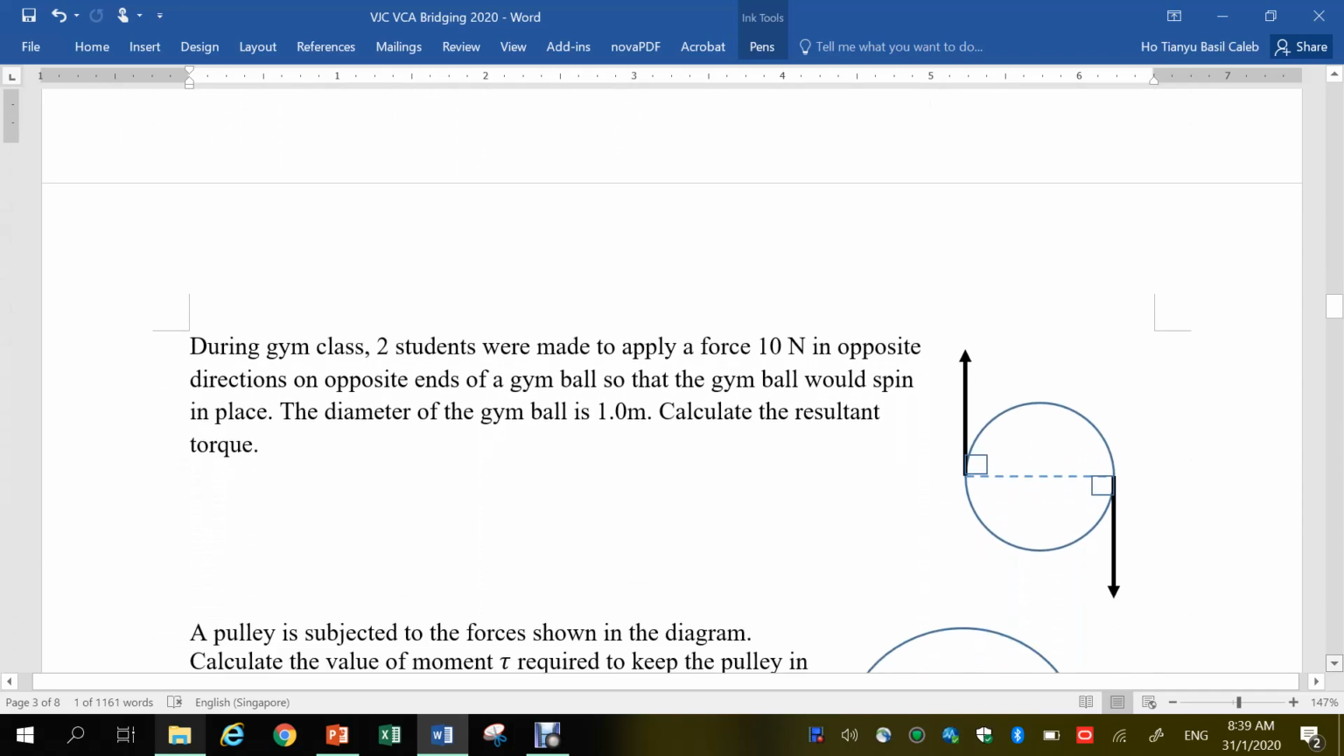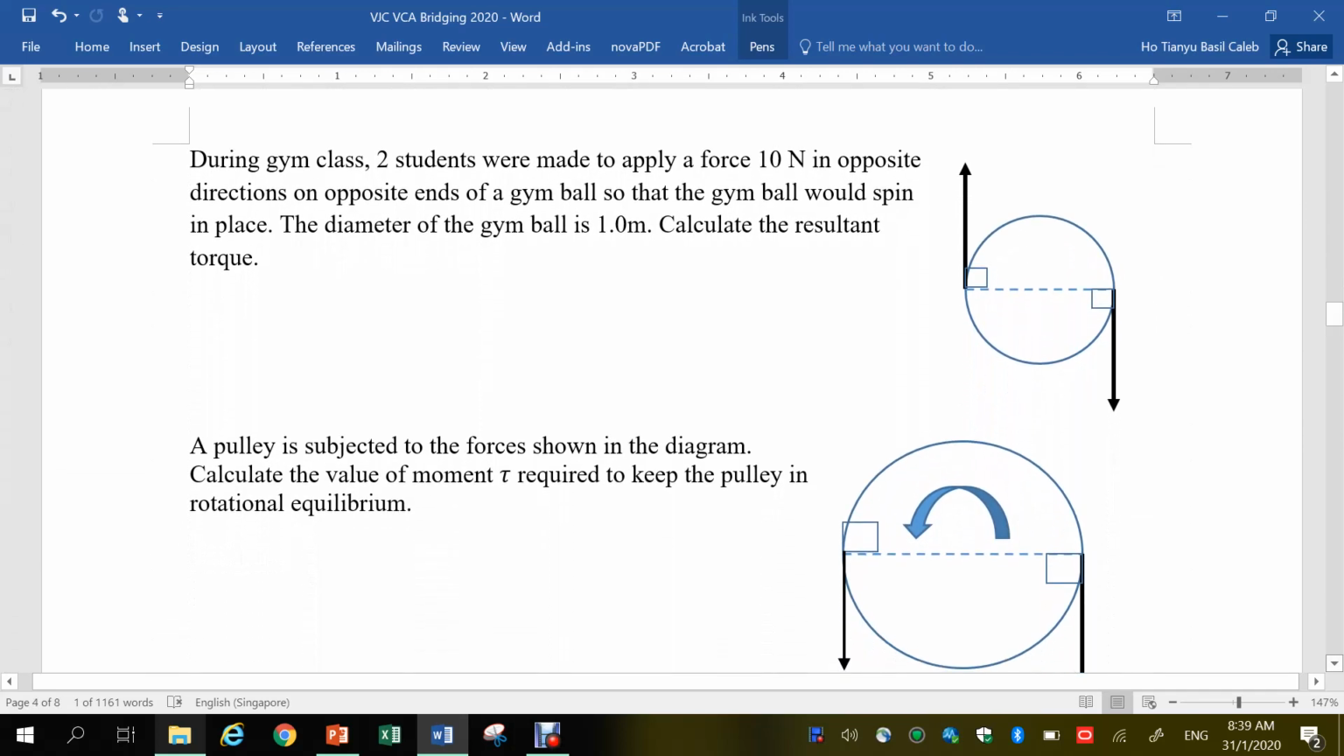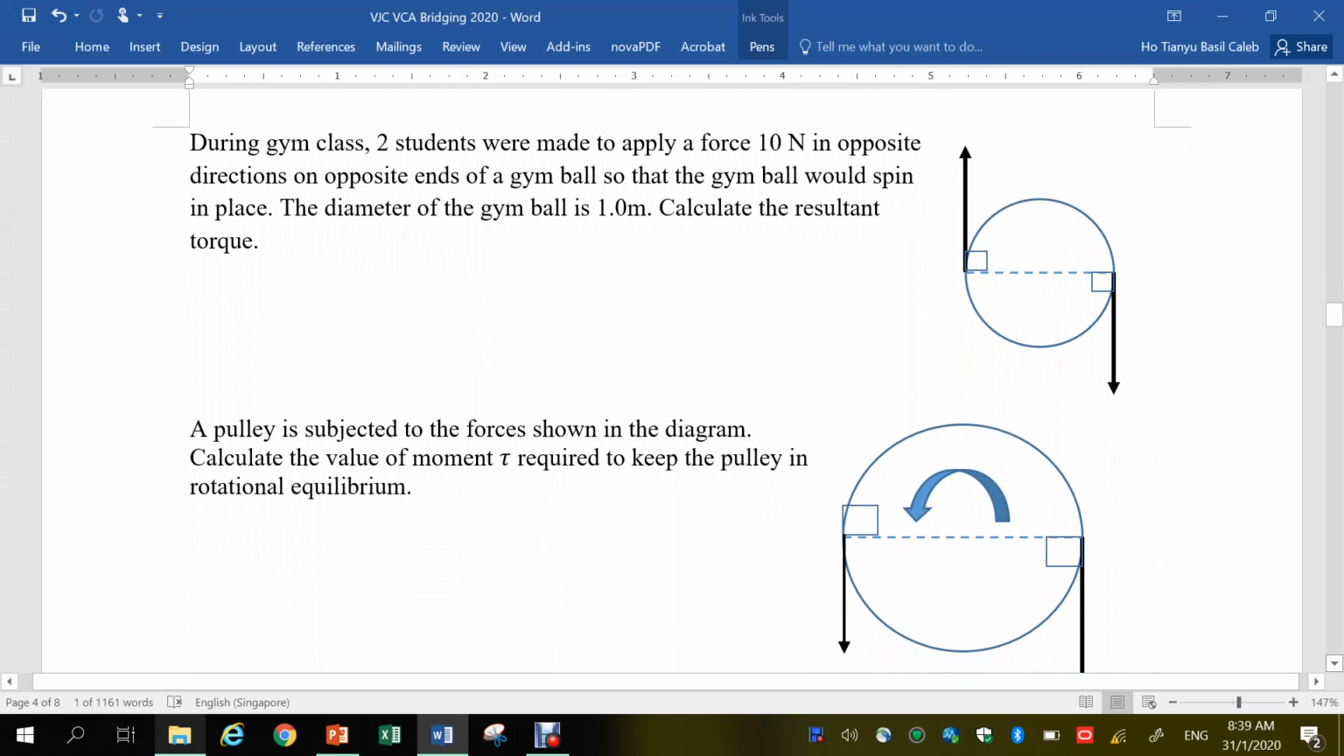Let's look at some examples to further our understanding of moments and rotational equilibrium. So during gym class, two students were made to apply a force of 10 newtons in opposite directions on the opposite ends of a gym ball, so the gym ball will spin in place. Spinning in place means that the center of mass does not move. The diameter of the gym ball is 1 meter, that's pretty big. Calculate the resultant torque.